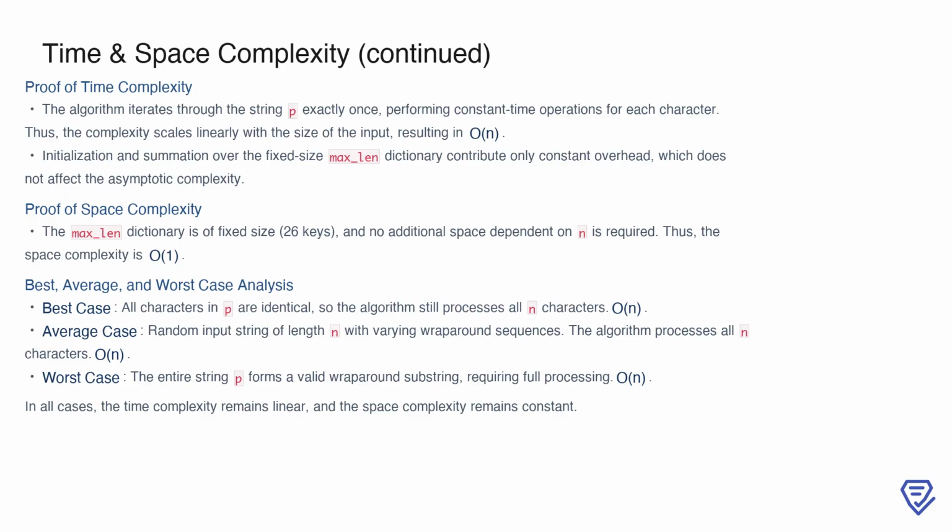Considering best, average, and worst-case scenarios, the time complexity remains linear. Whether all characters are the same, the input is random, or the entire string forms a valid wraparound substring, the algorithm processes all n characters in O(n) time, while the space complexity remains constant at O(1).